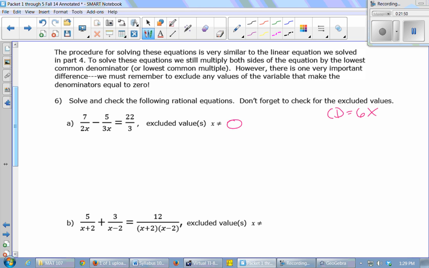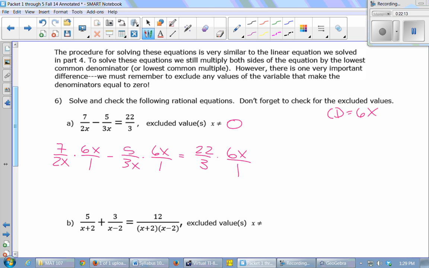So my method is multiply every term on both sides by 6x over 1. Same thing I did before. So I'm going to have 7 over 2x times 6x over 1 minus 5 over 3x times 6x over 1 equals 22/3 times 6x over 1.